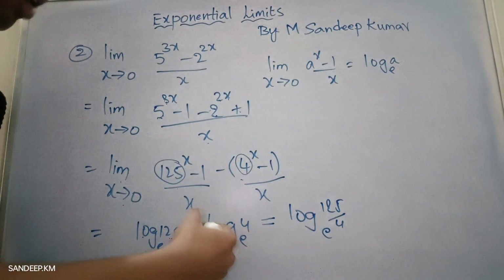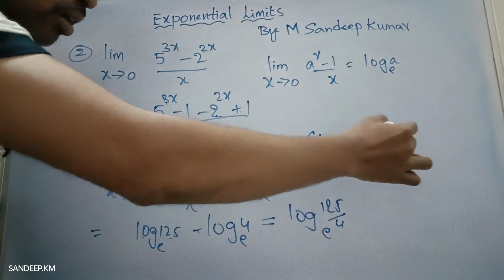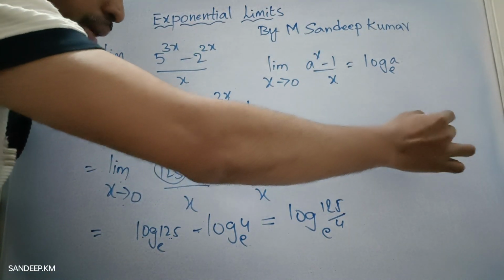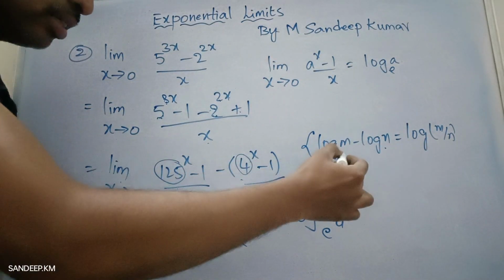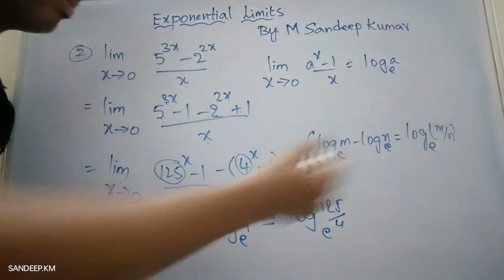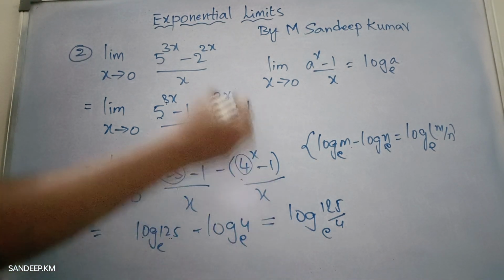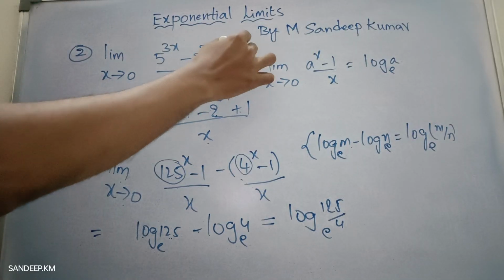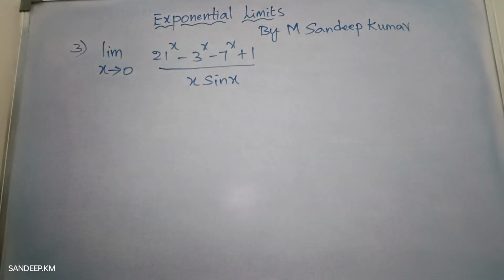Remember this, what logarithmic formula we have used? Log m minus log n is equal to log of m by n, if the base is same. Here we have base e. So we have used this form to get the final answer. Okay, we will go with the next question. And before going on, what is the answer? It is equal to log of 125 by 4 base e. Okay, that is the answer. We'll go with the next question.